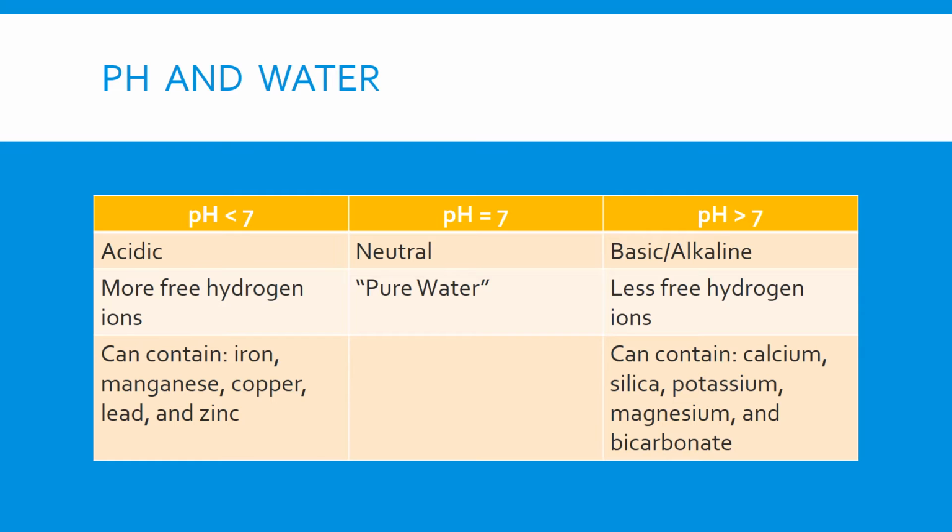Now, pH of water above 7 is considered alkaline. Alkaline water is also referred to as hard water, and it has fewer free hydrogen ions than pure water. And alkaline waters can contain calcium, silica, potassium, magnesium, and bicarbonate.